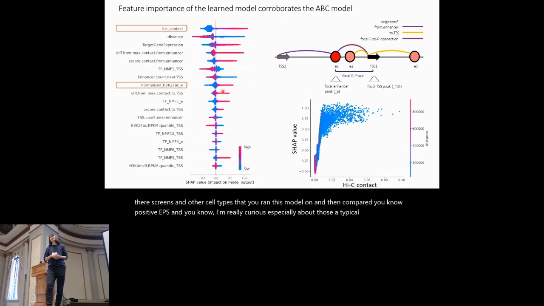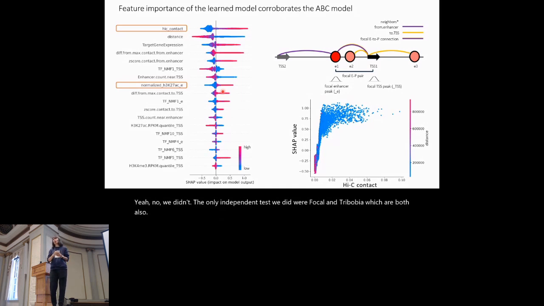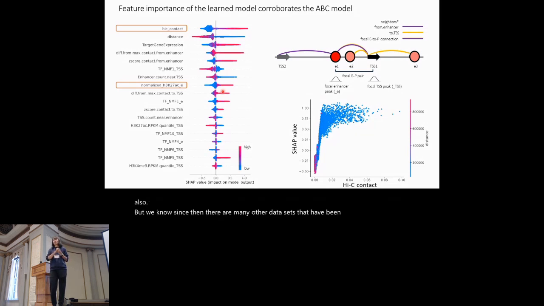I see. No, we didn't. The only independent tests we did were FOCO and Trivoga, which are both also K562. But we know since then there are many other data sets that have been published. We'll probably see lower performance, but it will be interesting to take a look, yes.